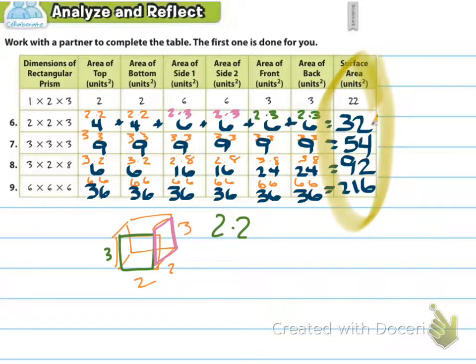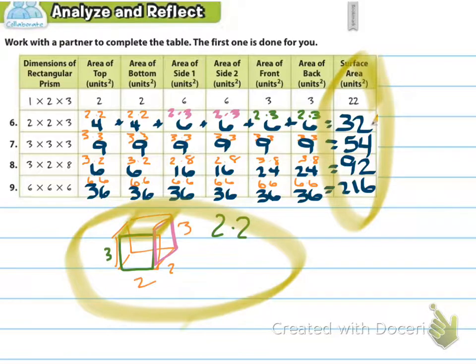Now, it's not necessarily that you had to know which one was the top, which one was the bottom, and all that. But what I did to start with number 6 is I went ahead and drew a picture and labeled it the 2 by 2 by 3, and then I just kind of looked over and figured out what would the top be, what would the front be, what would the sides be, and so forth, and plugged those in. Then I realized when I put in my 2 times 2, 2 times 2, 2 times 3, 2 times 3, 2 times 3, 2 times 3, it was almost like I was doing the first times the middle, then the middle times the third, and then the third times the first. You see what I'm saying?